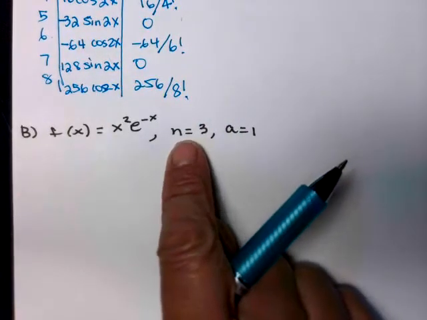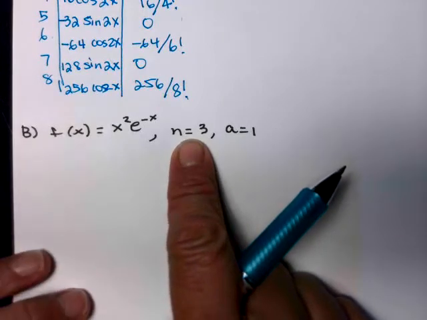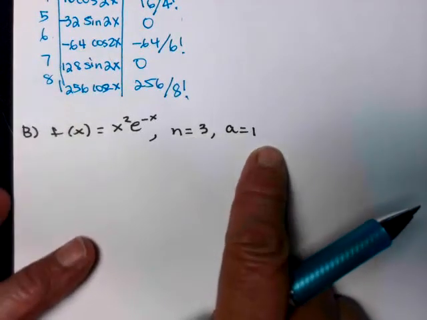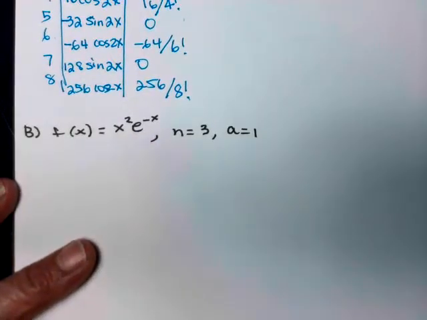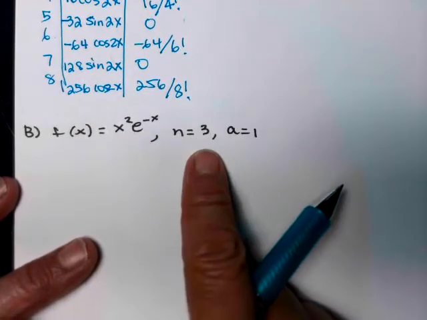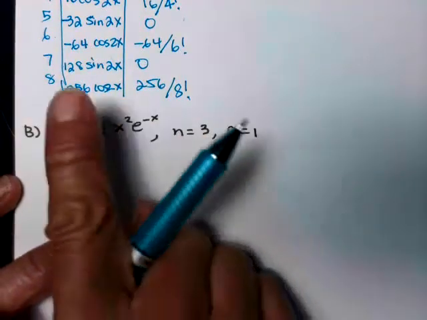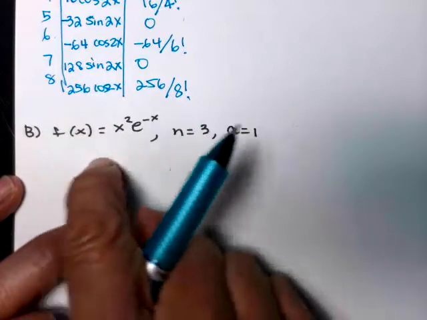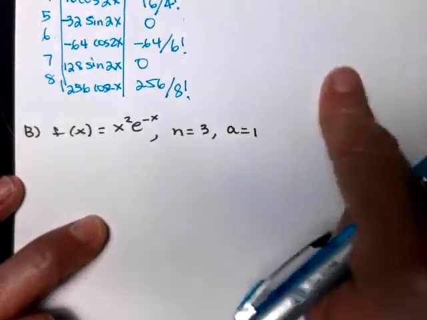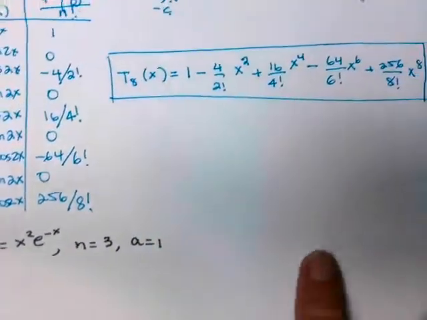So we're going to do a 3rd degree Taylor polynomial. A is 1, and my function is x squared e to the negative x. So I need out to the 3rd derivative. Instead of making my table, I think I need to have some workspace to calculate all of those derivatives, right? I'm going to take it up here. I've got a little space. So let's go up here and find those derivatives.